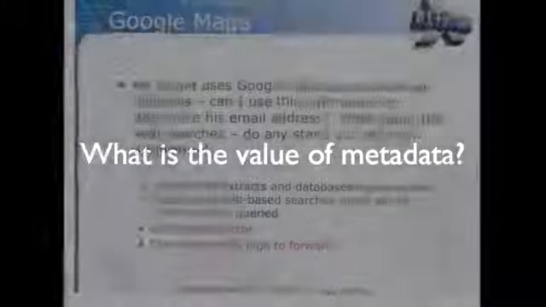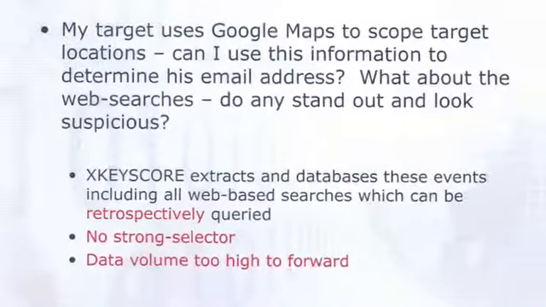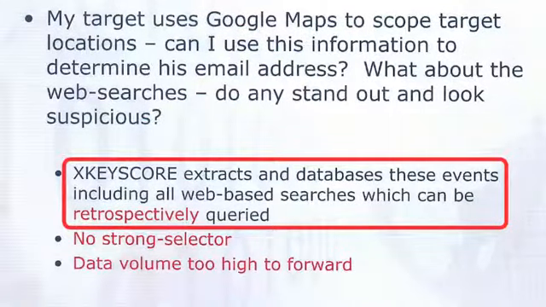So what is the value of all this metadata, and why do you want to keep it around for so long? There are two somewhat intertwined value propositions for the metadata: search and statistical analysis. Slide 20 in the XScoreKey slide deck points out this search example. XScoreKey extracts and databases these events, including all web-based searches, which can be retrospectively queried.